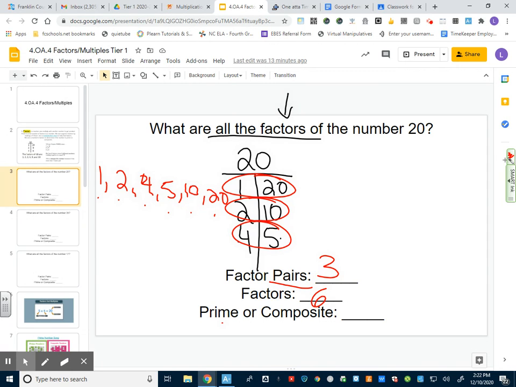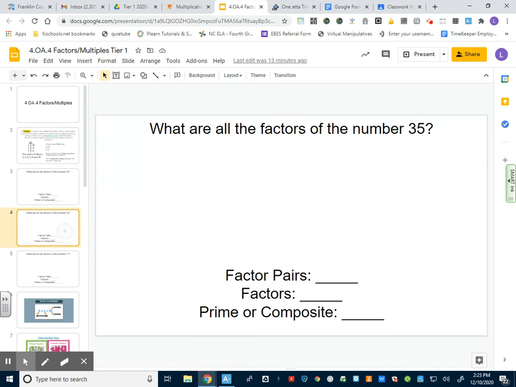Now, is this number prime or composite? Well, prime, P-R-I-M-E, only factors are 1 and me. Well, 20 has 3 factor pairs. It doesn't have just one in itself, so this is composite. All right, let's look at another example.